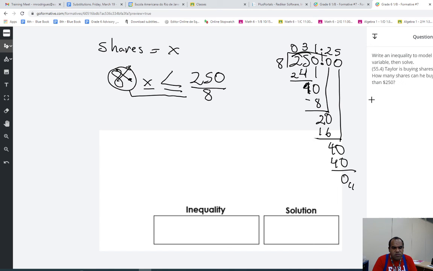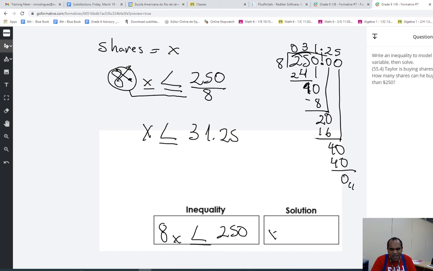I know the solution of this. X is less than or equal to 31.25 shares. Great. Here's the inequality: 8x is less than or equal to 250, and the solution is x is less than or equal to 31.25 shares.